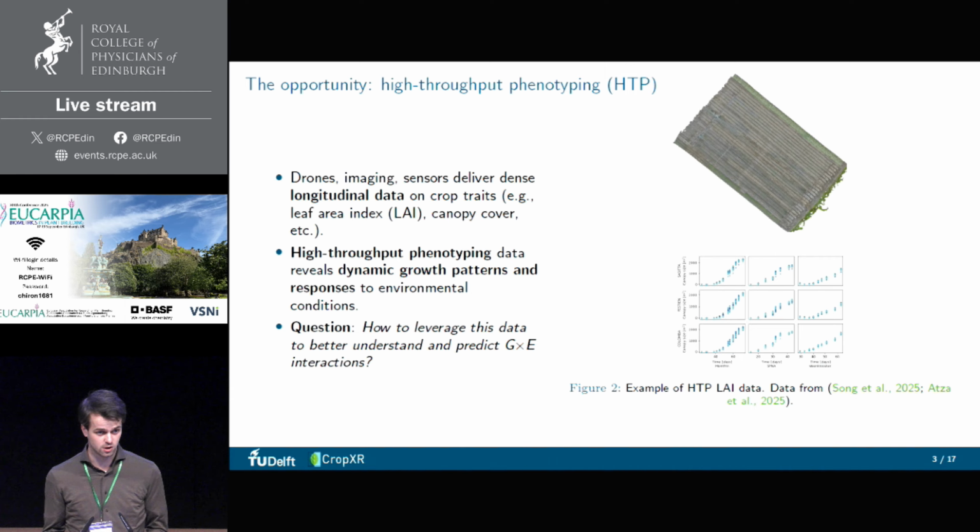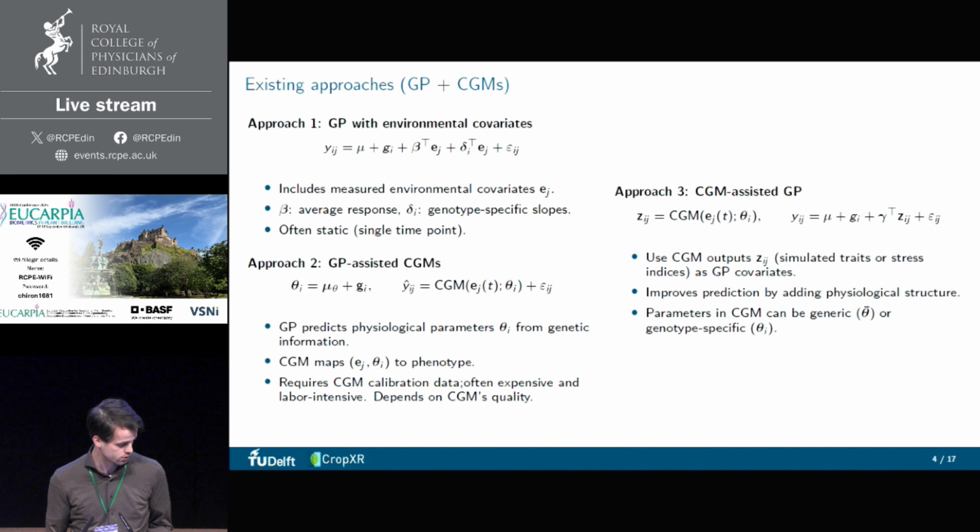And as we also saw yesterday in one of the talks, I think by Steve Penfield, it's really different per time which genes, for example, have their expression. So it's really important to also involve the dynamics in your genomic prediction models. So the question is, how can we leverage this high throughput phenotyping data in the models to achieve better models, actually, without having to rely on hypothesis-driven crop models?